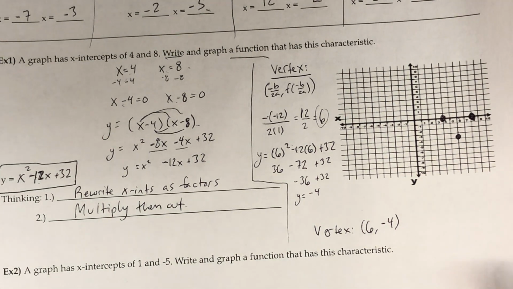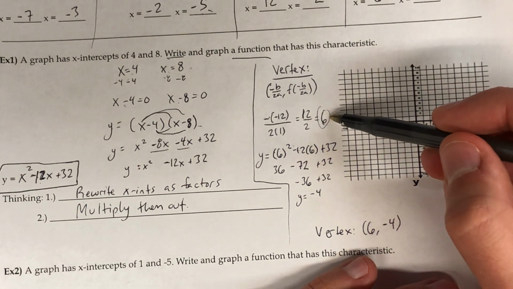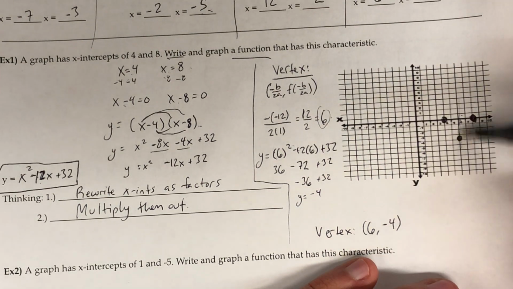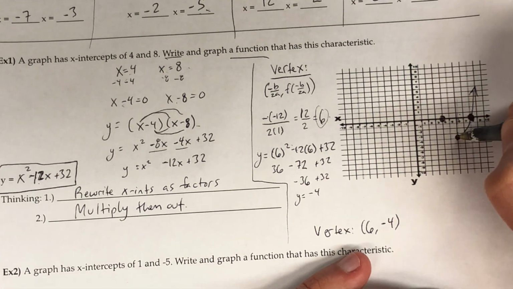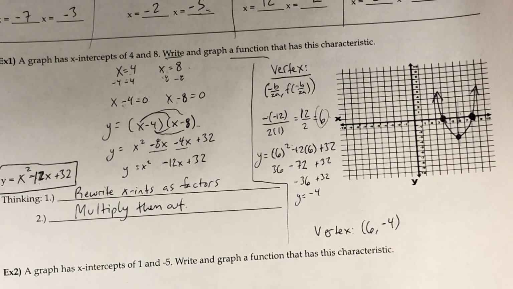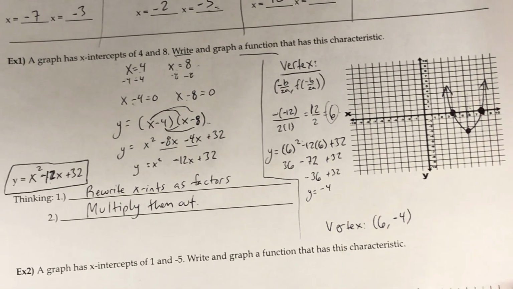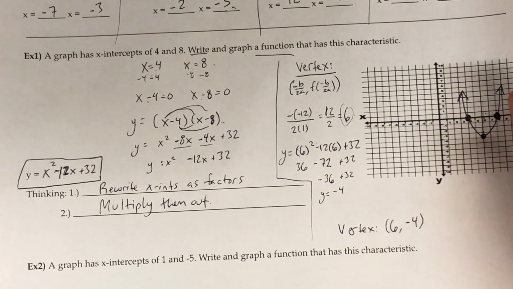You may also recall that our vertex is always directly in between our x-intercepts. So our x-intercepts are at 4 and 8, so that means the vertex has to have an x value of 6. So we could have found that x value rather than doing negative b over 2a, just by figuring out what's in the middle. But then you'd still have to plug it in to get the y. And there we have it. Graphing is supplemental here. The most important piece is being able to come up with these functions for sure. Okay, let's move on to another.